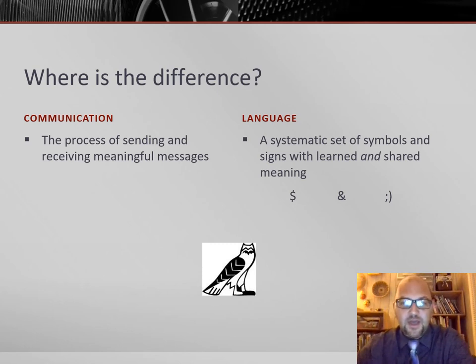So for example, I've got a few images on the screen here. Don't worry, I'm not sick. I've got a few images here. The first one you'll notice is a dollar sign. All of you know what this looks like.